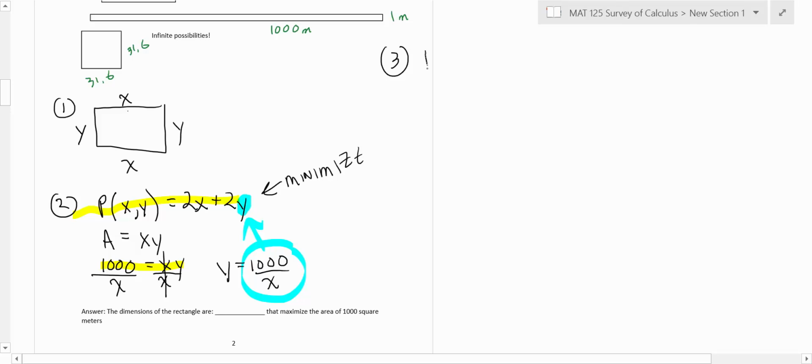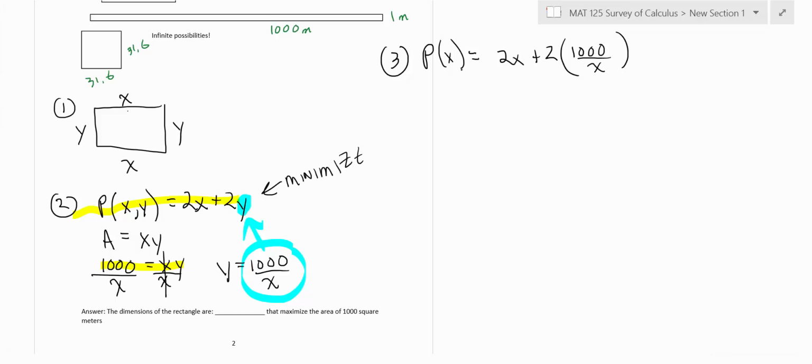So what you're going to have is P is equal to, you're still going to have 2x, but now you're going to have 2 times y, and y is 1,000 over x like that. How many unknowns does that have? It has 1. Okay, so we're ready now. This is what we're going to work with the derivative on. Now, we ultimately got to find x and y, but if we're going to minimize, we got to do the derivative of this function.